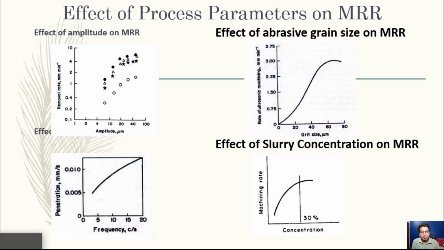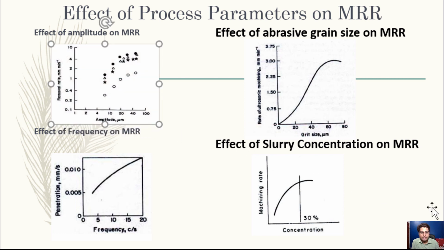Now coming on to the effect of process parameters on MRR, we'll be talking about the effect of amplitude on material removal rate, effect of abrasive grain size on material removal rate, effect of frequency on material removal rate, and effects of slurry concentration on material removal rate. Now talking about the effect of amplitude, an increase in amplitude of vibration increases material removal rate. It's very easy to maximize the amplitude of the vibrator.